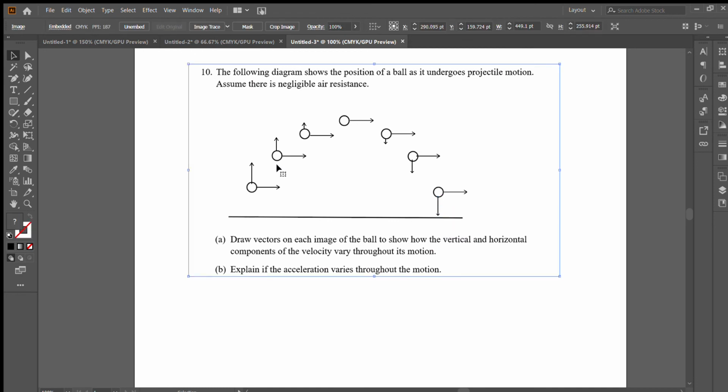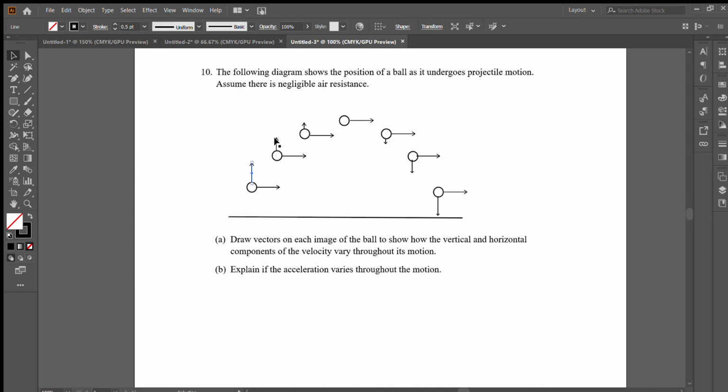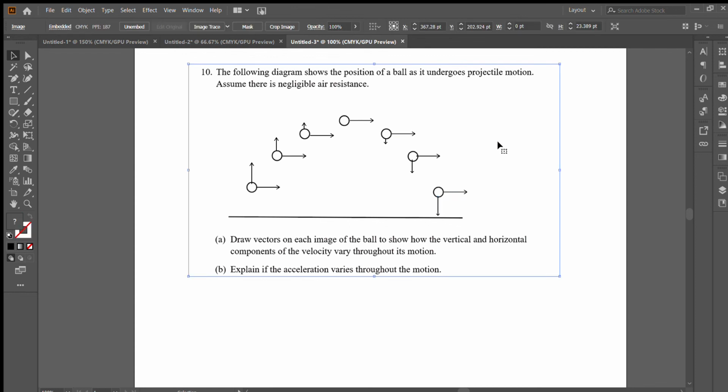So now we can see that in the motion of the ball, the velocity vectors slowly decrease to 0 for the vertical component, then increase gradually as its speed increases as it gets closer and closer to the ground, and the horizontal component remains constant the whole time.